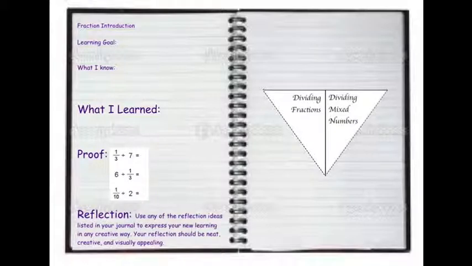Lastly, don't forget to do your proof problem. There are 3 examples here. Each of them have a fraction and a whole number. You are going to want to write that whole number as a fraction, right? So 1/3 divided by 7 should really be 1/3 divided by 7/1. 6 divided by 1/3 should really be 6/1 divided by 1/3. You could also think to yourself how many 1/3s would go into the number 6. That might help you as a hint as well.